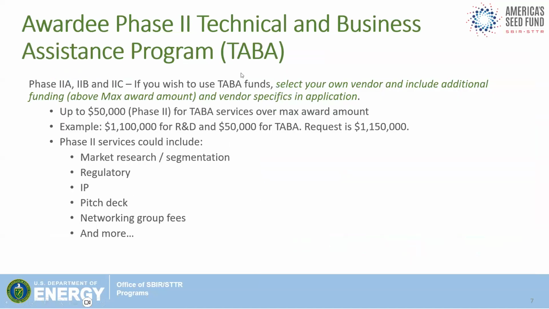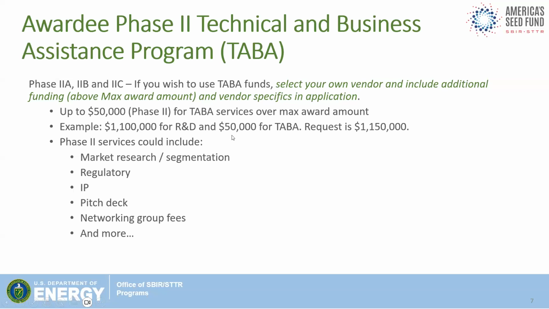Very importantly, for your TABA funding for phase 2 grants, you can ask for up to $50,000 for external consultants to provide you with technical and business assistance services. And that's above the max award amount. Since the second and third phase 2 awards are up to 1.1 million for R&D, you can add $50,000 on top of that for your TABA services. Don't ask for more than that.